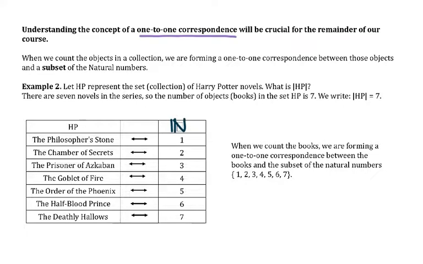So when we count the number of objects in any kind of collection, like the number of DVDs in the Harry Potter series, what we're actually doing is forming a one-to-one correspondence between those objects and a subset of the natural numbers. And we just do this naturally. We count things. How many students are in the class? I just count them. So let's look at example 2 and see what I'm talking about.